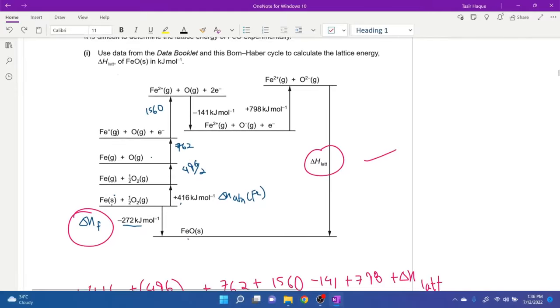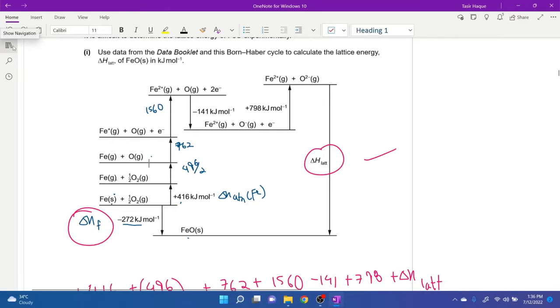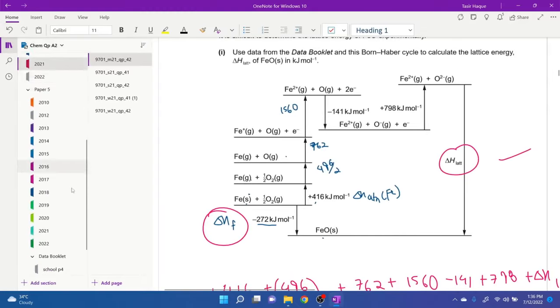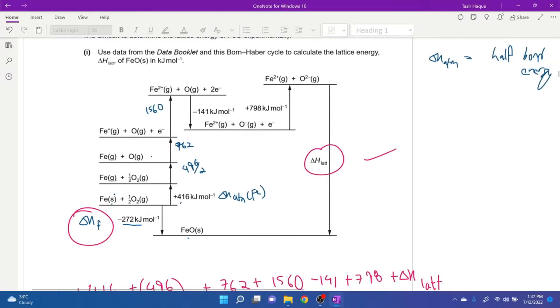As you guys know, enthalpy of atomization is half the bond energy. Always remember that. For oxygen, the bond enthalpy is 496. So the enthalpy of atomization of oxygen should be 496 by 2. I'm showing you that in a bit.